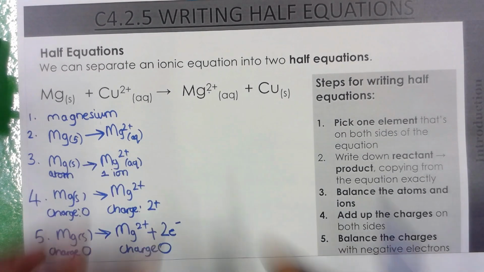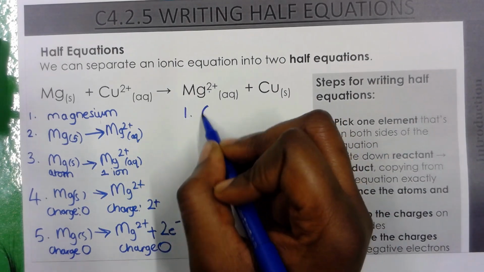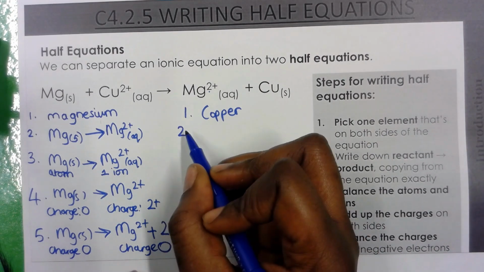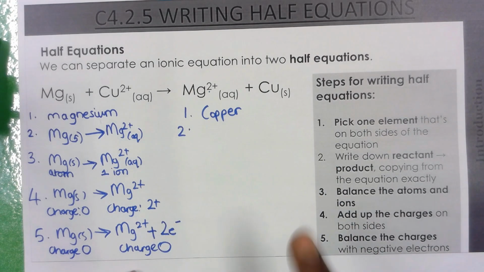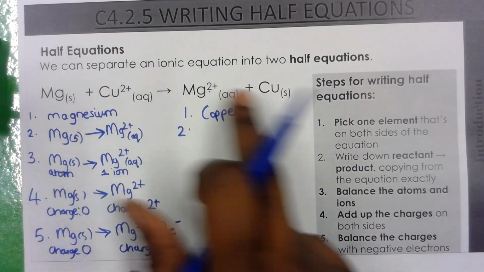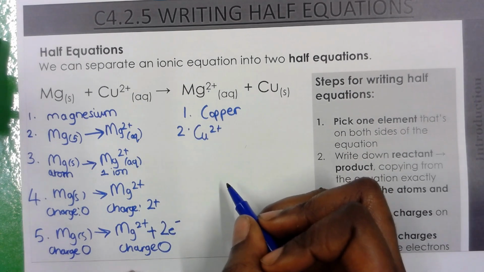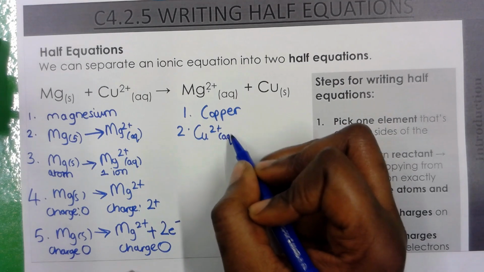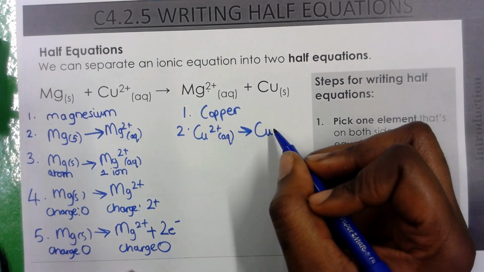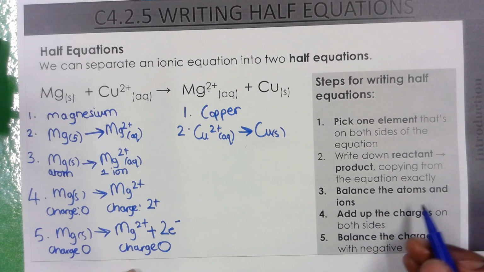Right, let's try that again. Let's do it with copper this time. So again, I'm going to follow step 1. I've picked my element, which is copper, and now I need to write down the reactant to the product, copying from the equation. So I'm copying from this ionic equation. So from the reactant to the product, I had my copper ion, so I've got that positive charge becoming the copper neutral atom.